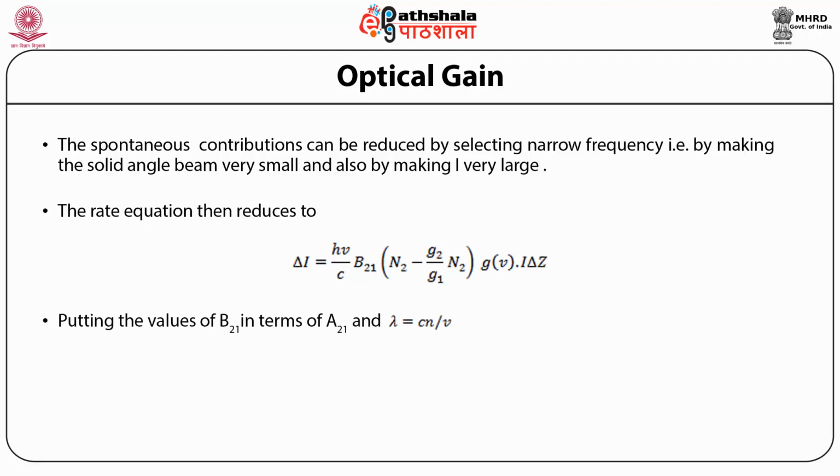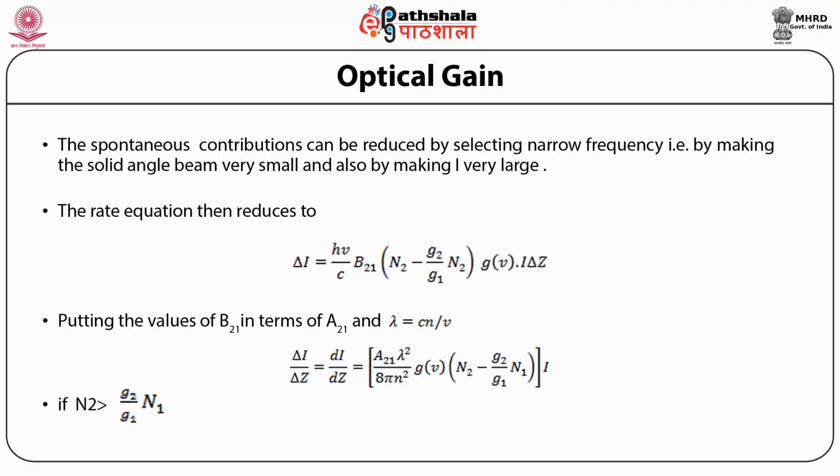Putting the values of B21 in terms of A21 and lambda is equal to c upon nu, delta I upon delta z becomes equal to dI upon dz under the limits A21 upon 8 pi n square lambda square g(nu) times (N2 minus g2 upon g1 N1) into I. Now, because of the population inversion and to obtain the gain, N2 has to be greater than g2 upon g1 into N1. Therefore, I(z) is equal to I naught exponential factor g naught(nu) z. So one can write sigma is equal to A21 lambda square upon 8 pi n square and g(nu).